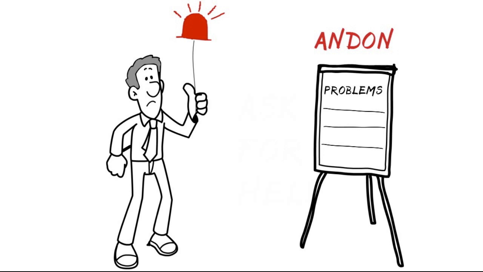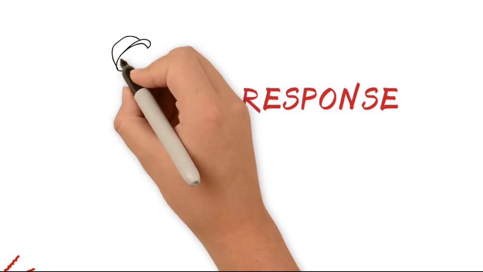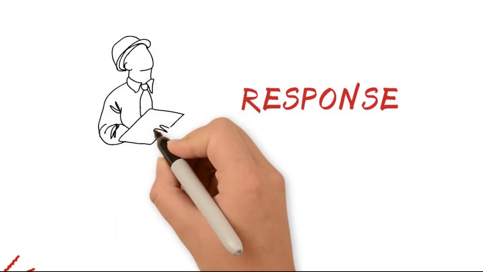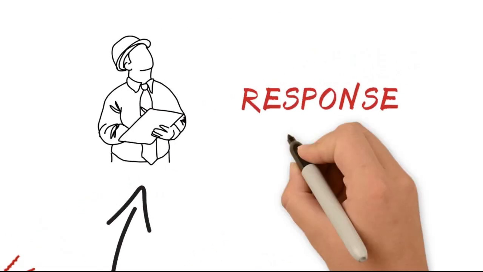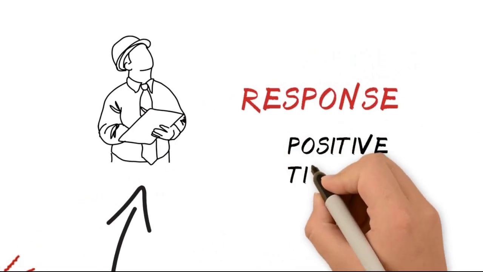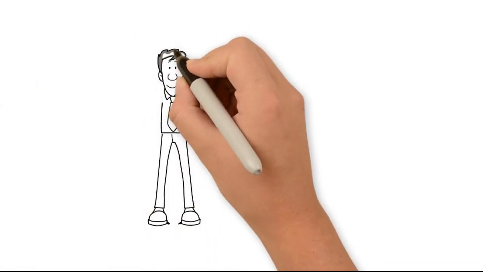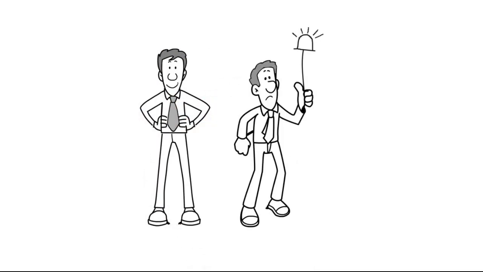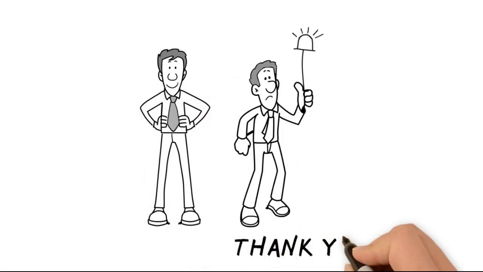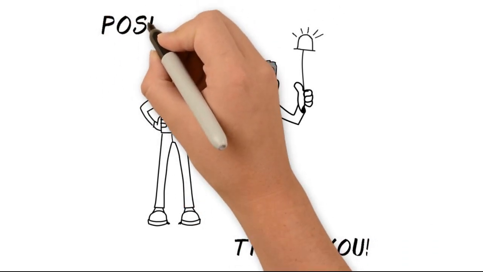So if the worker experiences a problem and they signal for help, what should happen? Of course, they should get a response from their supervisor or whoever has been designated as the andon responder. And they should get this response in a positive and timely manner. If someone asks for help and we respond by saying something like, "What's wrong now?" it's likely they won't ask for help again. So when someone pulls the andon and signals for help, we need to say thank you. Our response needs to be a positive experience for the worker.